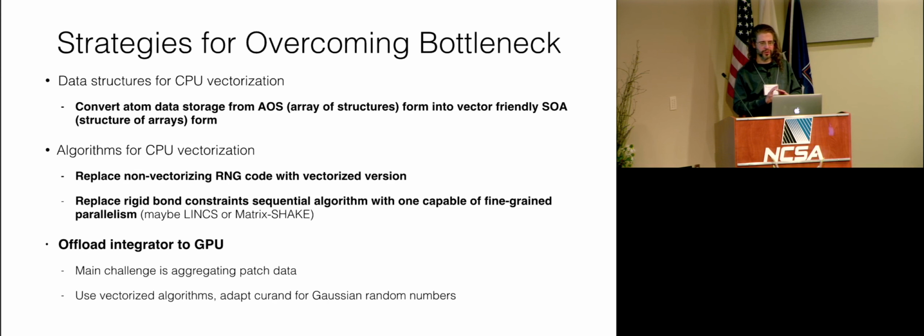So we've been pursuing strategies for overcoming the CPU bottlenecks. The first strategy has been to revise the data structures, making them more amenable to CPU vectorization, so converting the atom data structure from an array of structures form into a vector-friendly structure of arrays form. We've also been investigating improved algorithms that are more amenable to CPU vectorization, replacing the non-vectorizing random number generator code with a vectorized version, and replacing the rigid bond constraints algorithm with one that is more capable of exploiting fine-grained parallelism.